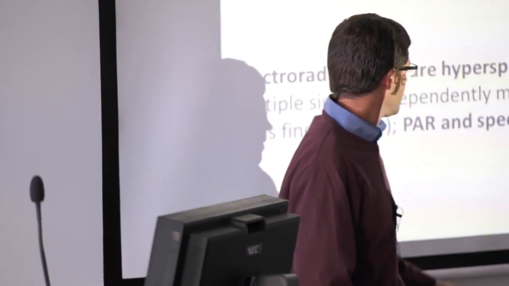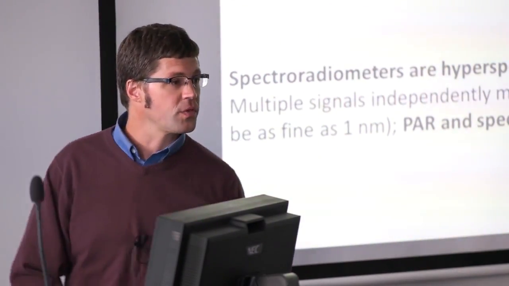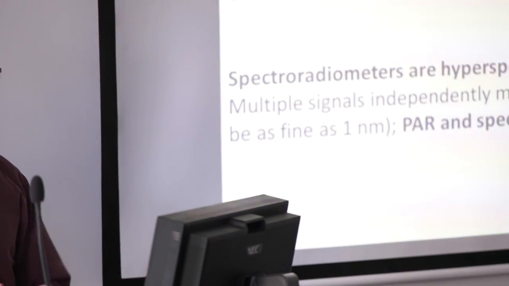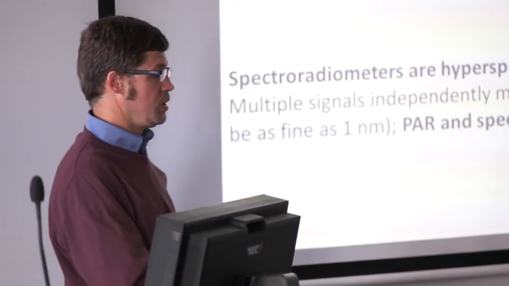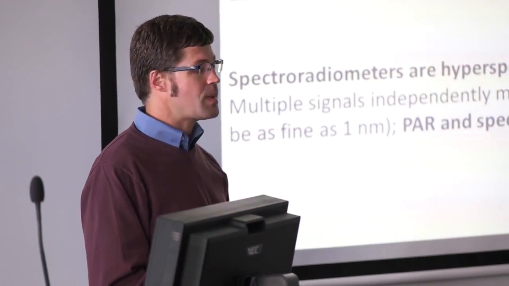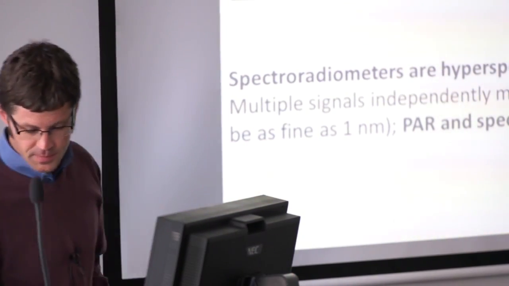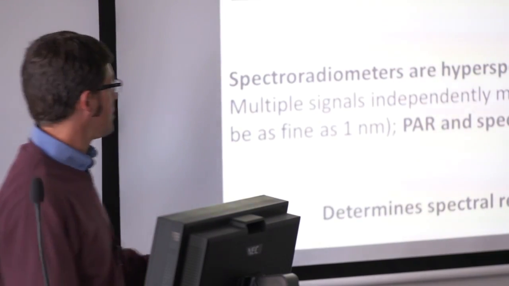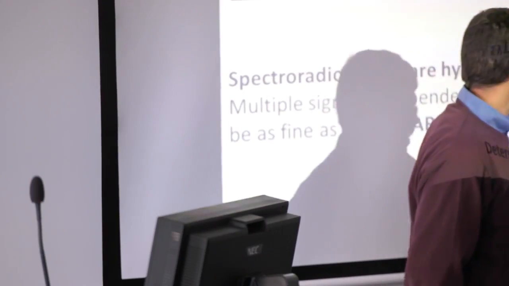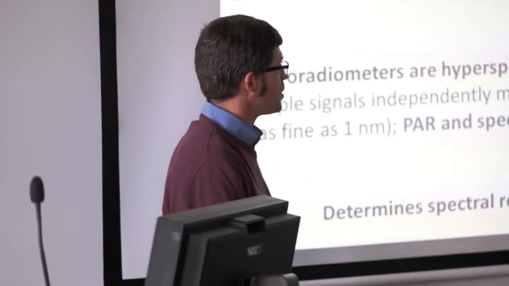And so a quantum sensor only gives you PAR. A spectroradiometer gives you both PAR and the spectrum. So not only do you get photosynthetically active radiation, but you get the shape of the spectrum. And in some applications, that might be useful. And so here the detector array determines the spectral response.